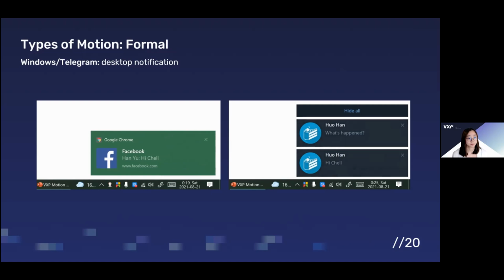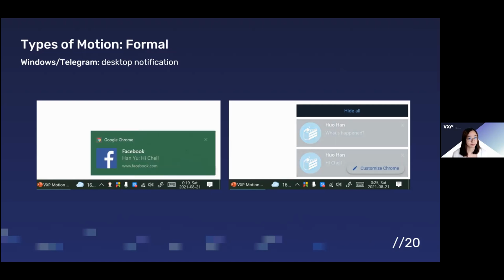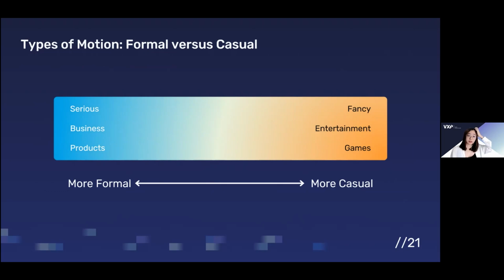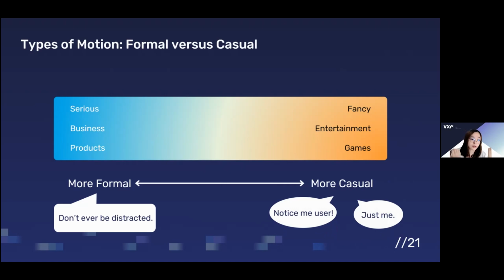And next. So in conclusion, the product wants the user to focus on its services without too much distraction. The serious ones are just aiming to notify the change of an element, just the change. If there's no change, we won't distract you. So it only has an animation where it's essential. Motion design in formal products should be minimalist and guiding. You have to try to be invisible in your formal product when using motion.